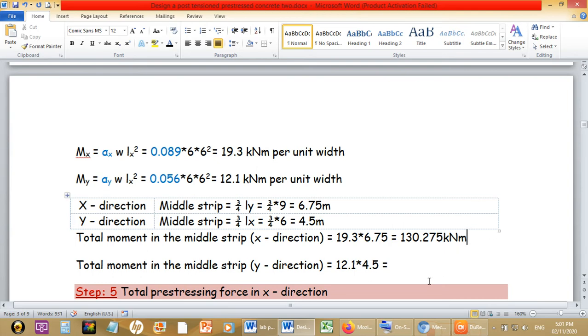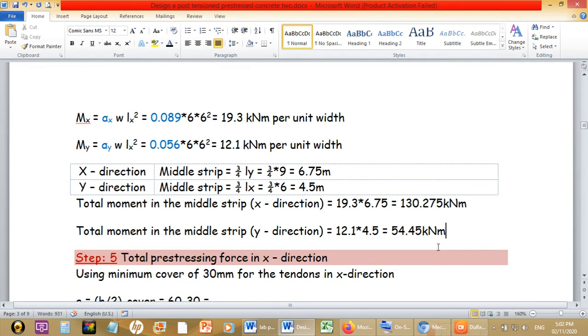In the same way we are going to do for the y direction. For the y direction, the value of moment per unit width is 12.1, and the middle strip length in y direction is 4.5 meter. After doing the calculation, we get the total moment as 54.45 kilonewton meter. Now we have total moments in x as well as in y direction. So this is the analysis part.